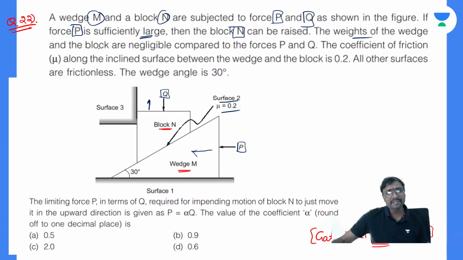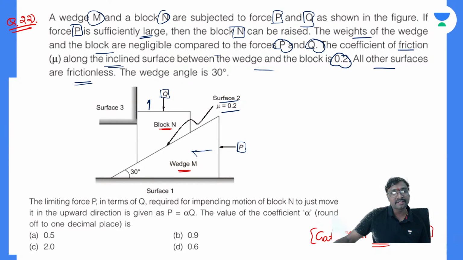The weights of this wedge and block are negligible compared to the forces P and Q, so the weights are not given. If weights were also given, it would have become more complex. The coefficient of friction along the inclined surface between the wedge and the block is 0.2. All other surfaces are frictionless. This surface is frictionless and this surface is frictionless, you consider. The wedge angle is 30 degrees.